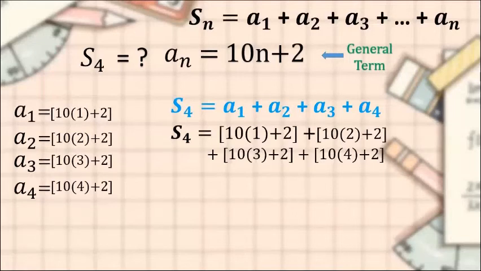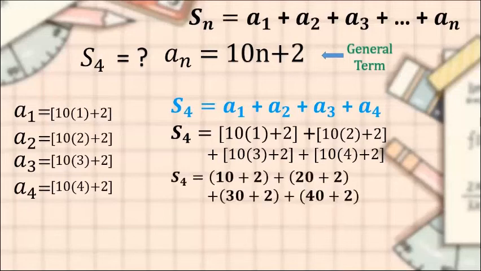So A sub 1 is equal to the quantity of 10 multiplied by 1 plus 2. A sub 2 is equal to the quantity of 10 multiplied by 2 plus 2, and a sub 3, the quantity of 10 multiplied by 3 plus 2, and for the a sub 4, the quantity of 10 multiplied by 4 plus 2. Rule of PEMDAS, always remember. So do the operations inside the parentheses. This will be the output, 10 plus 2 for the a sub 1, for the a sub 2 is 20 plus 2, a sub 3, 30 plus 2, and for the a sub 4, 40 plus 2.